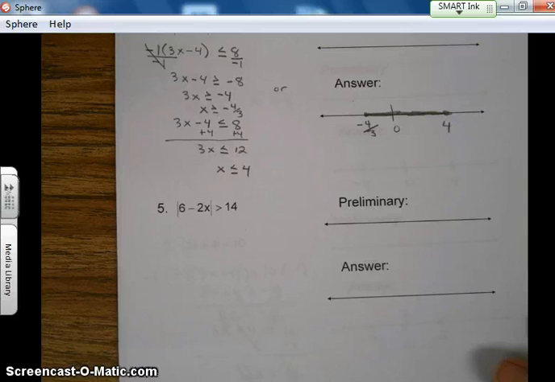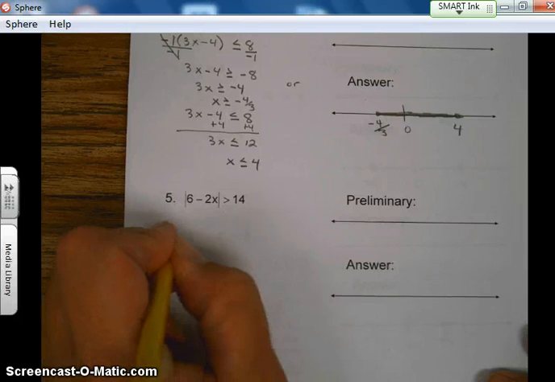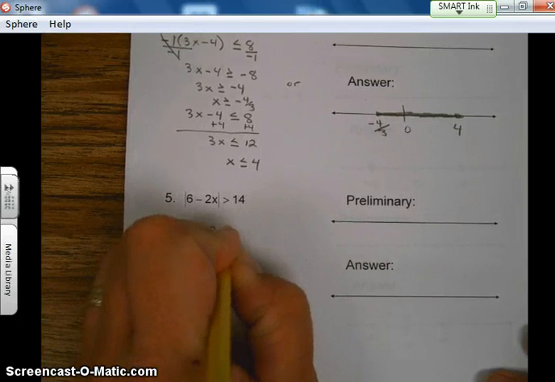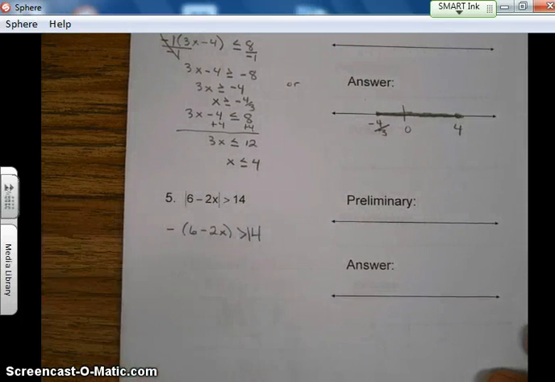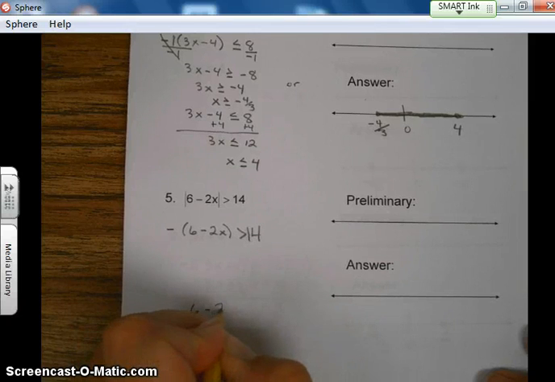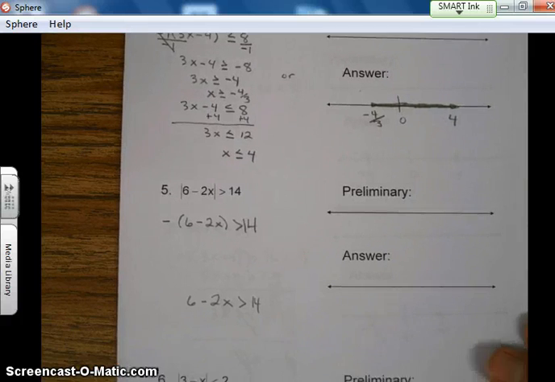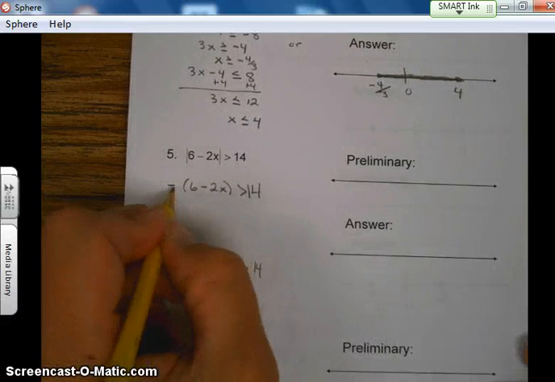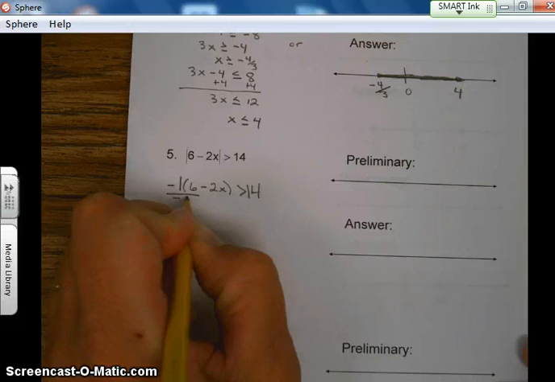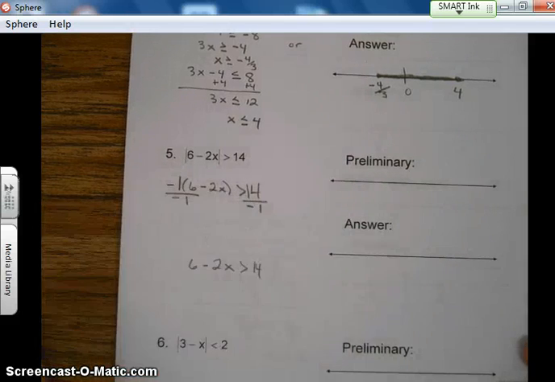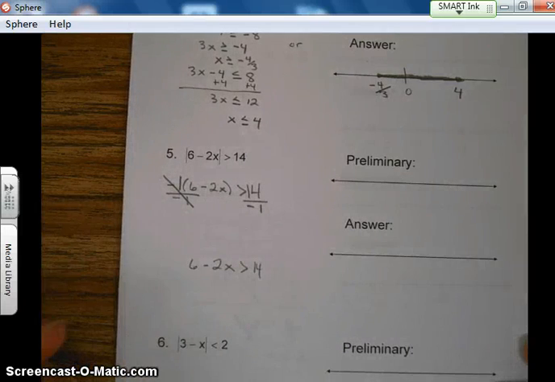Okay, number 5. Same procedure. The value inside the absolute value could be negative. Or it could be positive. Okay, then we solve both inequalities. So getting rid of my negative 1, because it's just easier to write divide by negative 1, I'm just going to do it that way instead of multiplying by negative 1, which you could do as well.